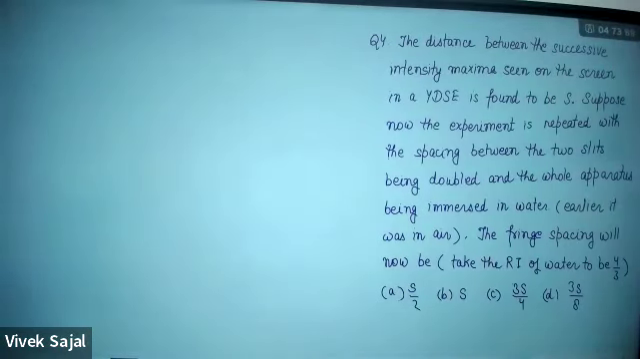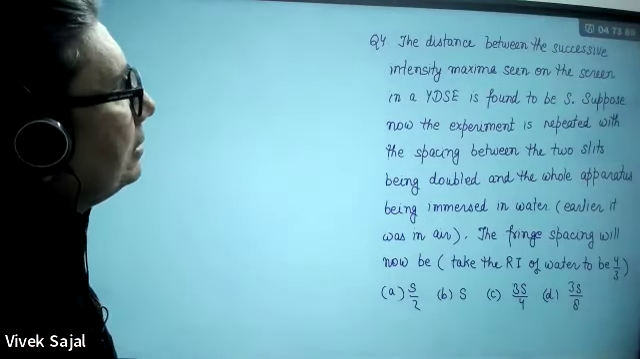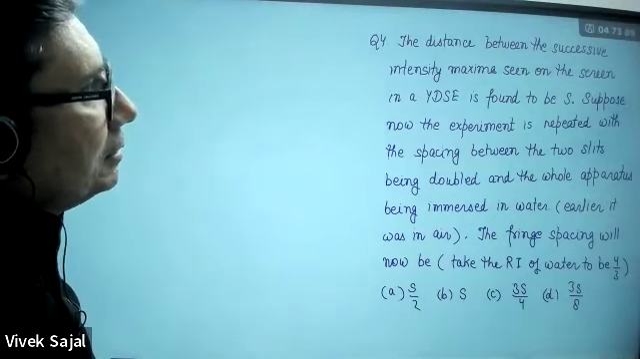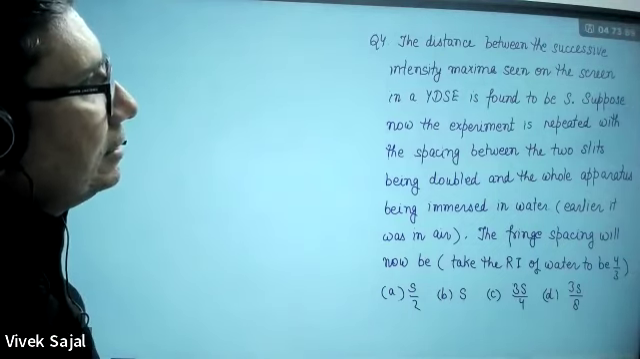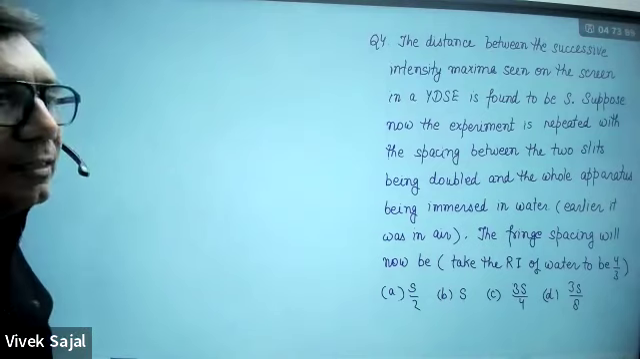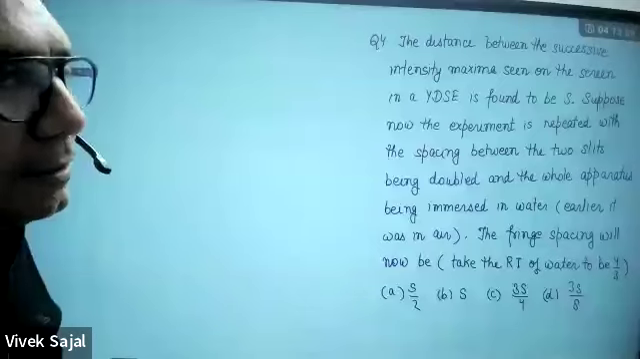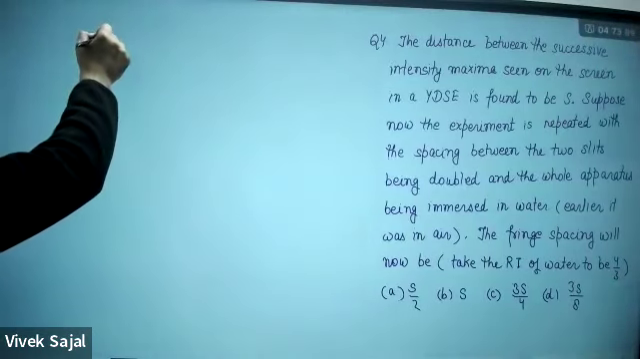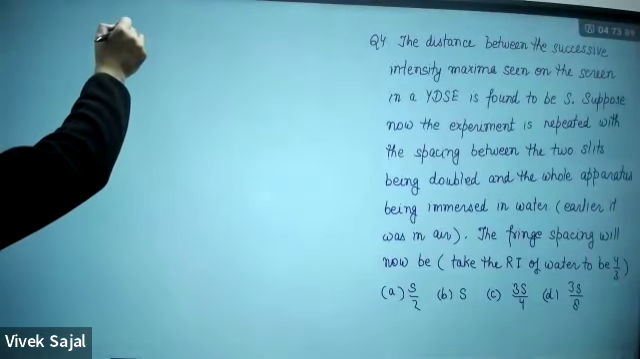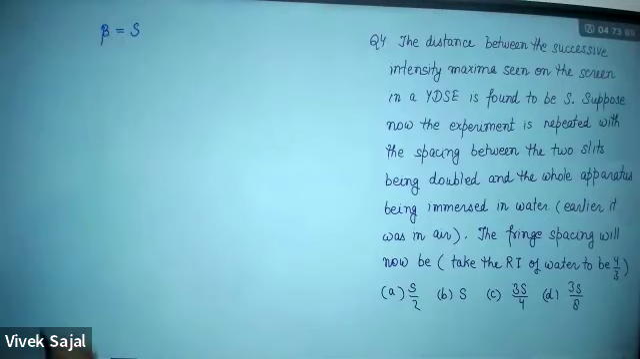The distance between the successive intensity maxima seen on the screen in YDSE is found to be S. So what is S? This is beta, the fringe width. So beta is S.